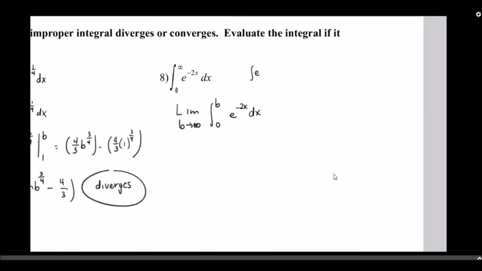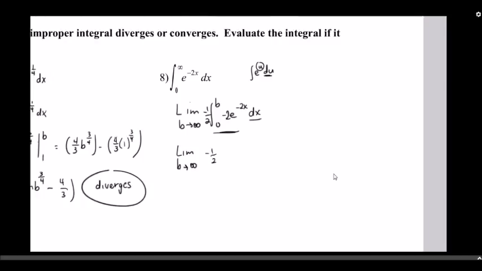So if you recall, the integral of e to the u du. If your exponent is u, then you got to make sure that you have the derivative of it in your expression. So if this is u, negative 2x, then the derivative is negative 2 dx. We've got the dx, we're missing the negative 2. So you got to have a negative 2 there, which means we need a negative 1/2 out there. So the limit as b approaches infinity, negative 1/2.